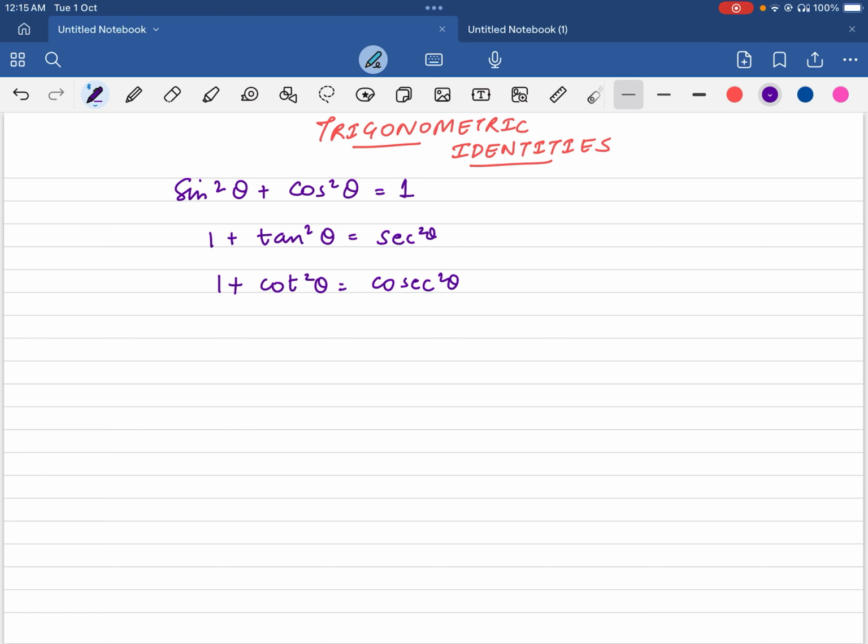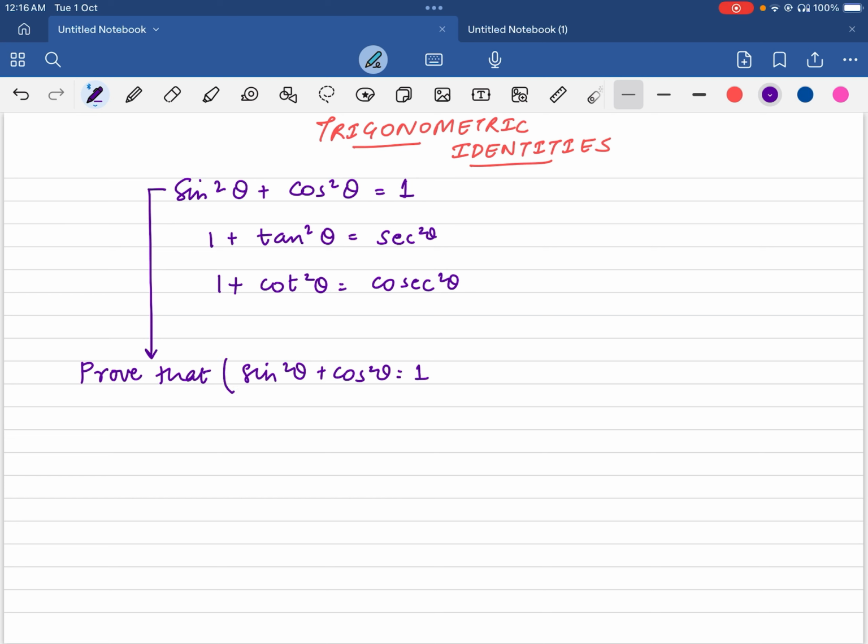So let us start with the proof of the first one. I'm going to take the first one first and prove this for you. We are going to prove that sine square theta plus cos square theta is equal to 1.